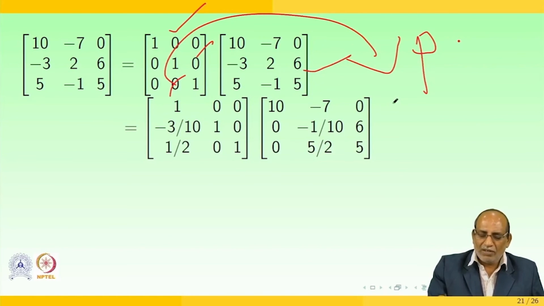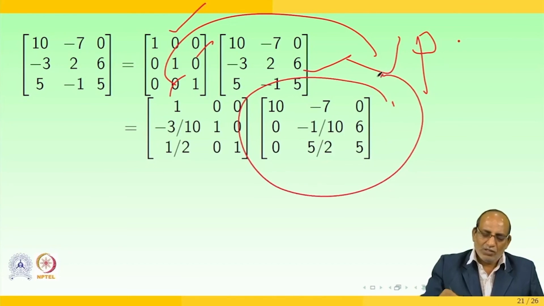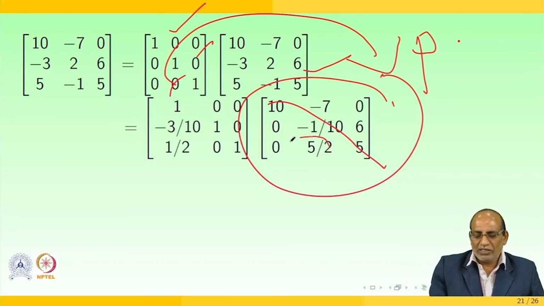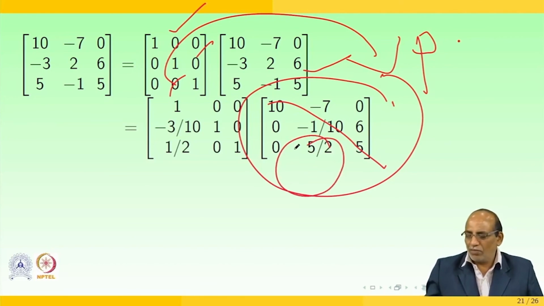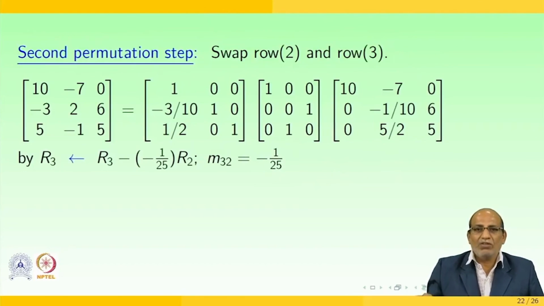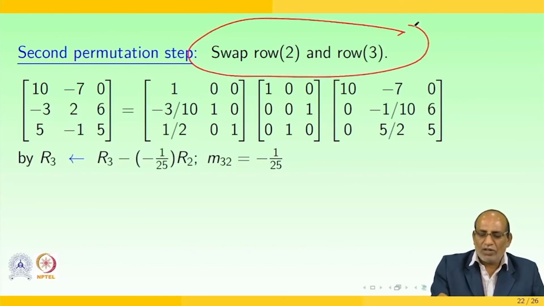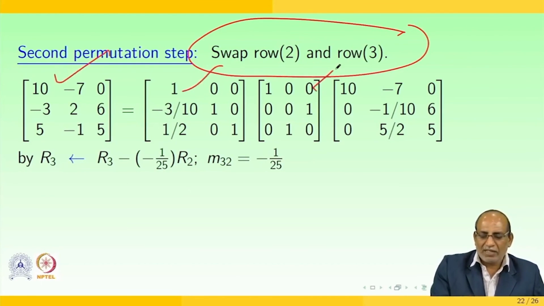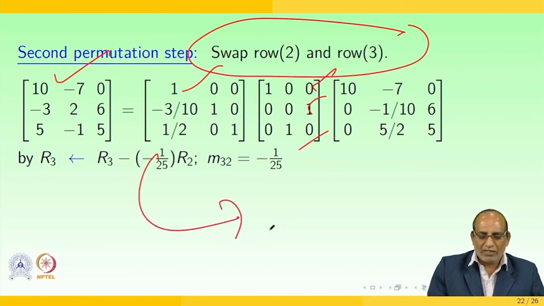Ultimately I end up with this kind of matrix, right? Again, this is the upper triangular matrix. You can see that with this matrix, you can still do some computation and arrive at the second permutation matrix. I want to swap rows 2 and 3. When I swap rows 2 and 3, this is the matrix, and these are the permutation matrices. When I swap, I get this as a multiplier.